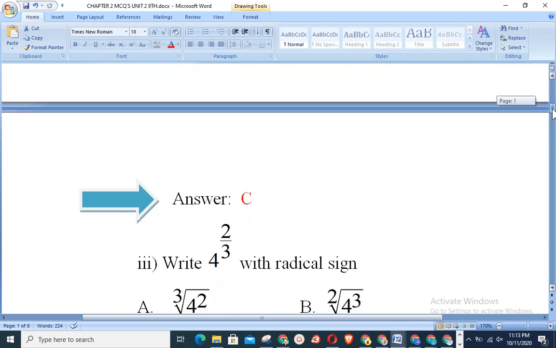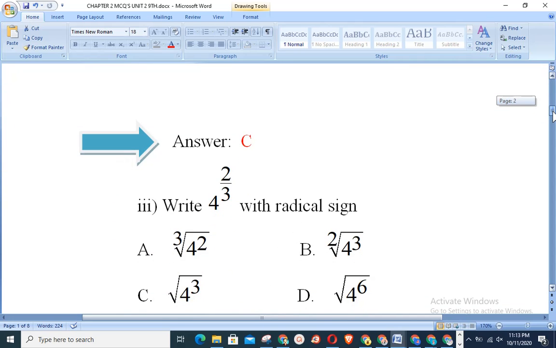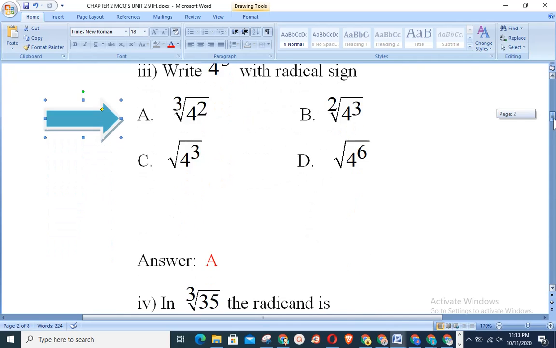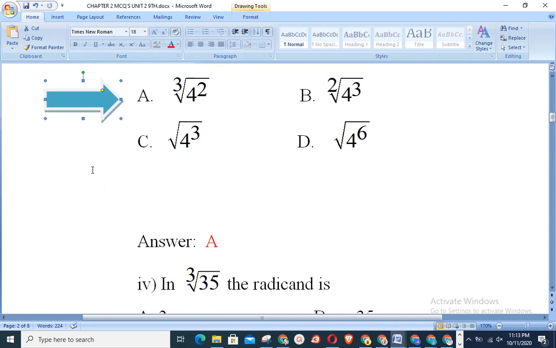You can see here. The next objective, number 3, is: write 4 whole power 2 by 3 with radical sign. Power 2 remains the same, power 2, whereas this plays the role of radical, that is the index, so it will become 4 power 2 and cube root. Option A looks like the most suitably correct, and that is the correct option. You will see below that the answer is option A, and it is.